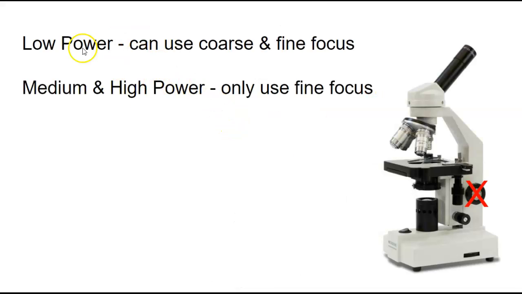So here's your little reminder on low power. Okay, low power you can use anything, and the reason is we're not zoomed in very far. Okay, and so we can use the big knob, we can use the small knob. When we move to medium and high power, this lens is going to be really close to the slide. And so we don't want to move this stage a lot. And so we're going to use this smaller knob, which is called the fine focus. And we're not going to use the coarse focus.